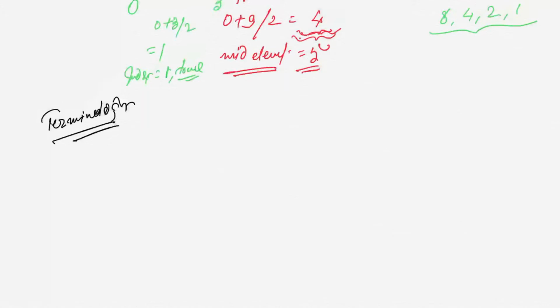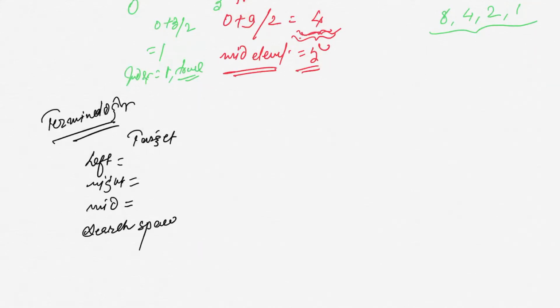We will discuss some of the terminology here: target, left and right, and mid. And one more concept, which is called search space.